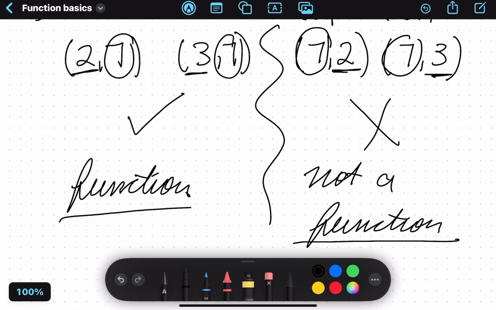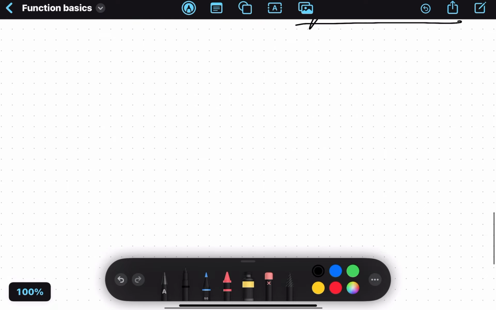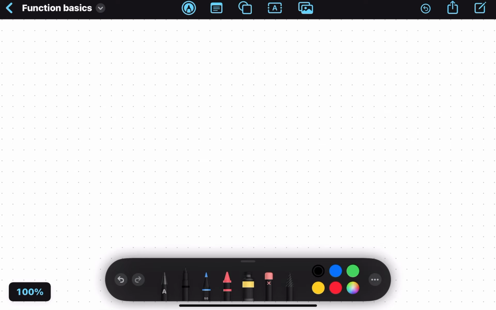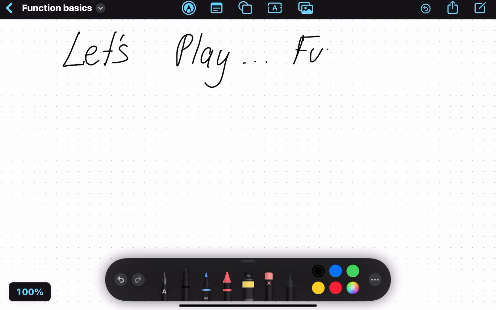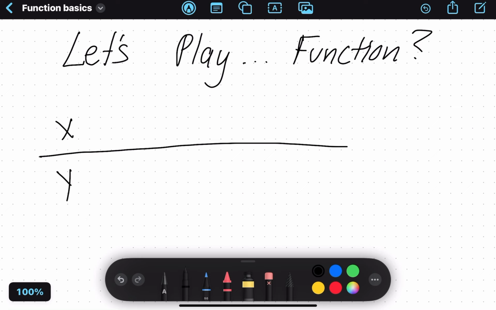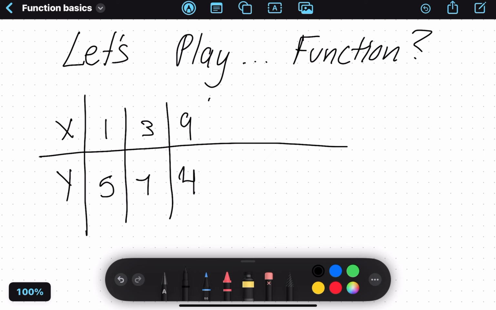Okay, now, that's all there is to know about the absolute basics of a function. So now let's test our skills. Let's play "function." I will write out a set of x and y values, and you will take a minute to say if this is a function or not. Feel free to pause the video just to see.